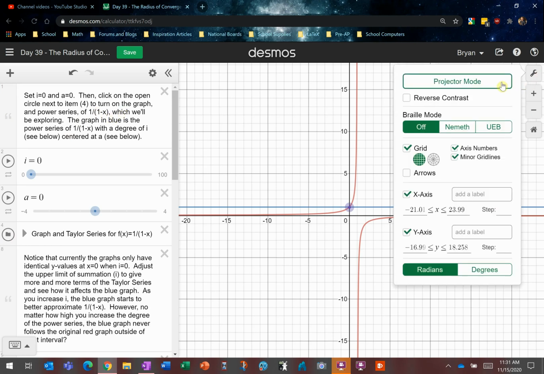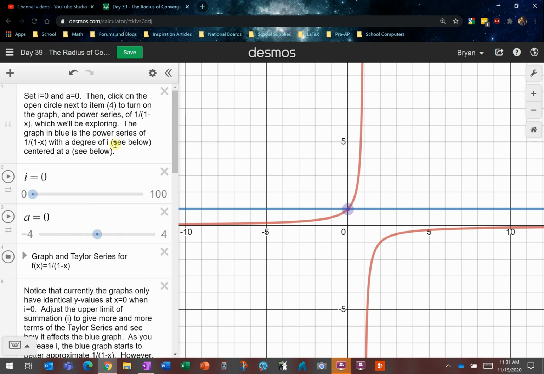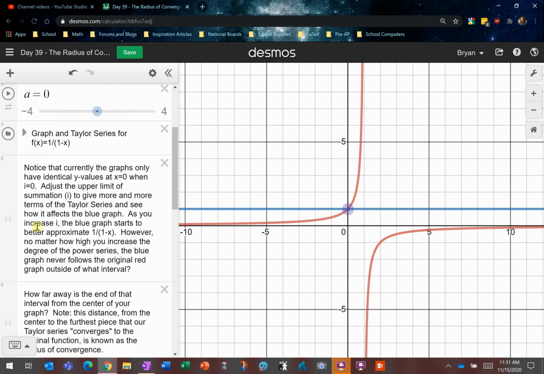I'm going to turn on projector mode so it's a little bit more bolded and visual for you here. The graph in blue is the power series of 1 divided by 1 minus x. So it looks like it's centered at 0. So this is the Maclaurin series for 1 divided by 1 minus x. Okay, and it looks like so far the Maclaurin series does not match 1 over 1 minus x at all, does it? Notice the 2 parts over here, besides sharing this one single point. They, of course, have identical y values at x equals 0 and I equals 0.